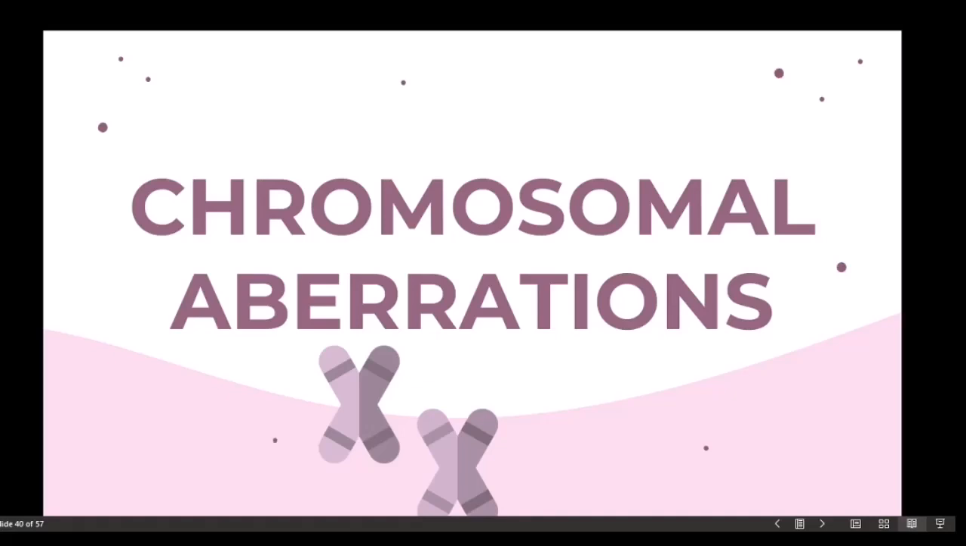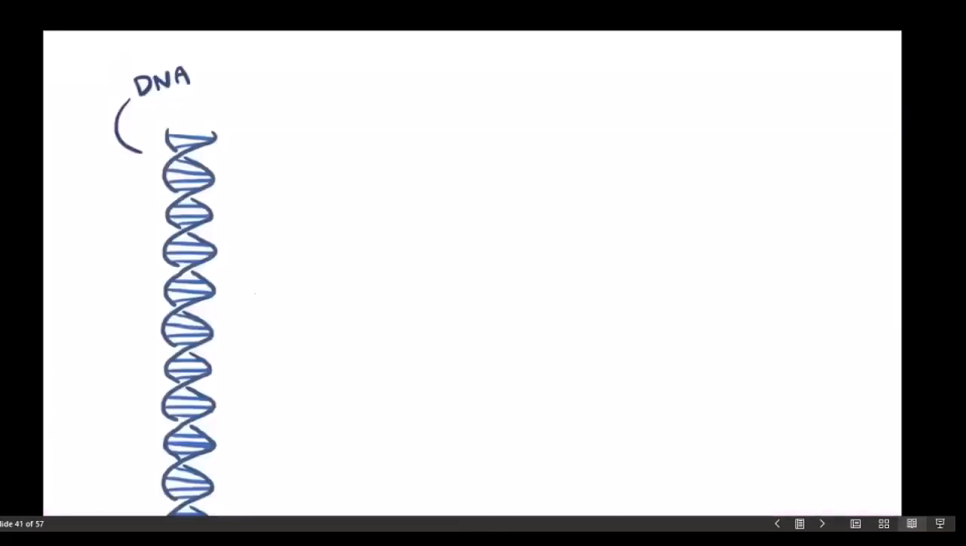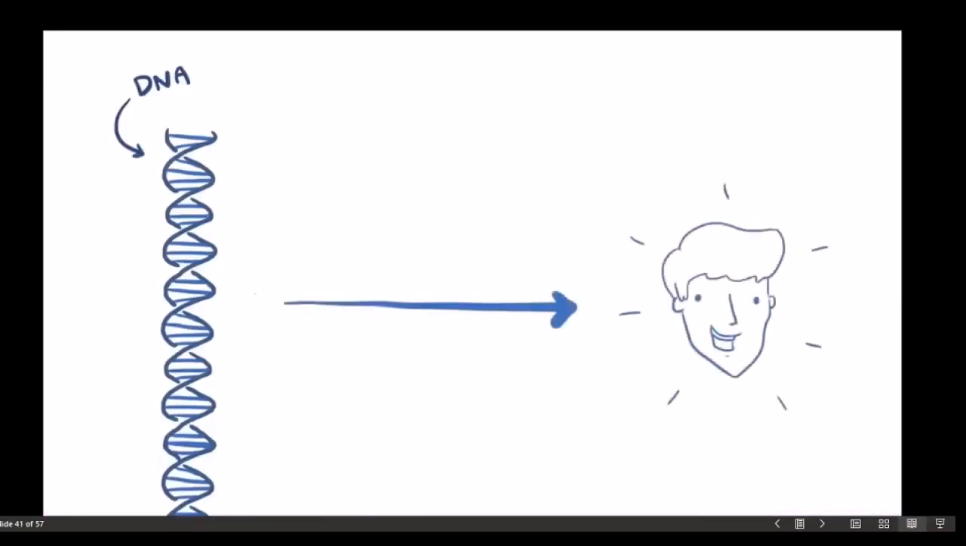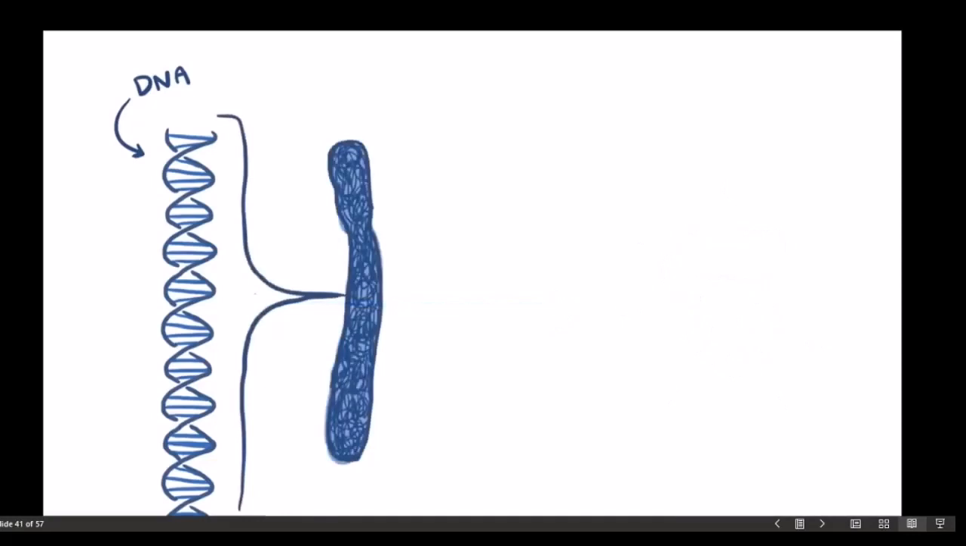Before we talk about examples of chromosomal aberrations and their resulting disorders, let us first have a review of the structure of a DNA and a chromosome. The DNA, which is a double-stranded molecule, is the blueprint of the information of life, for example, for us humans. The DNA molecules are condensed into a chromosome.